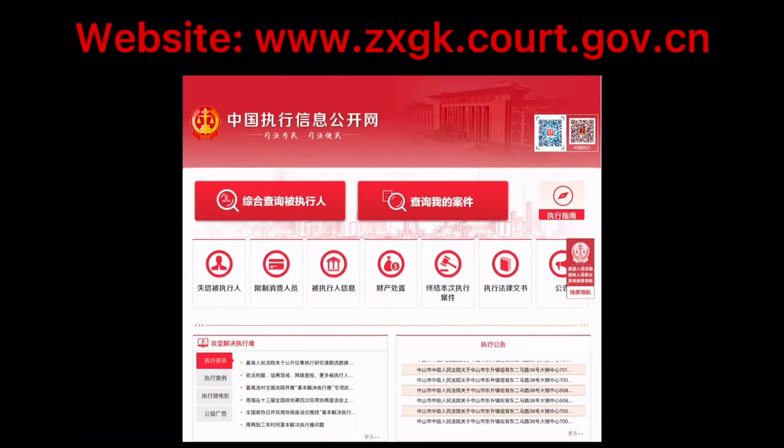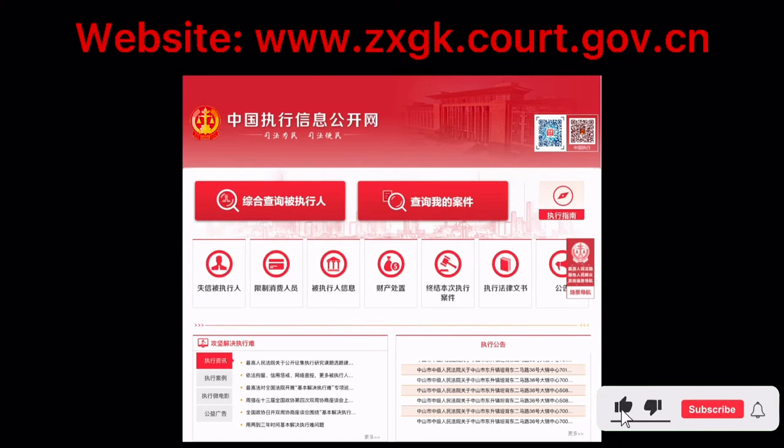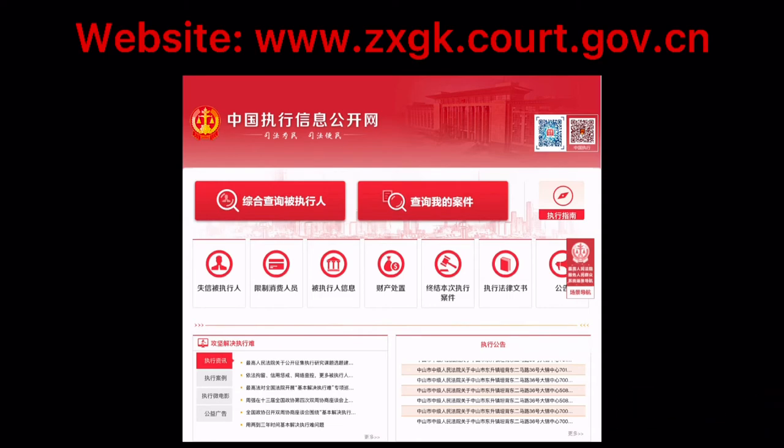Court Enforcement Information Publicity. Website: www.zxgk.court.gov.cn. This is a website where you can find all the Chinese individuals and enterprises that are identified as being involved in dishonest business activities by the court. They might be companies that owe loans to workers or people who don't pay their credit on time. People and companies who have already fulfilled their obligations would no longer appear here. You can add the ID number of your objects in the inquiry to get more accurate results.